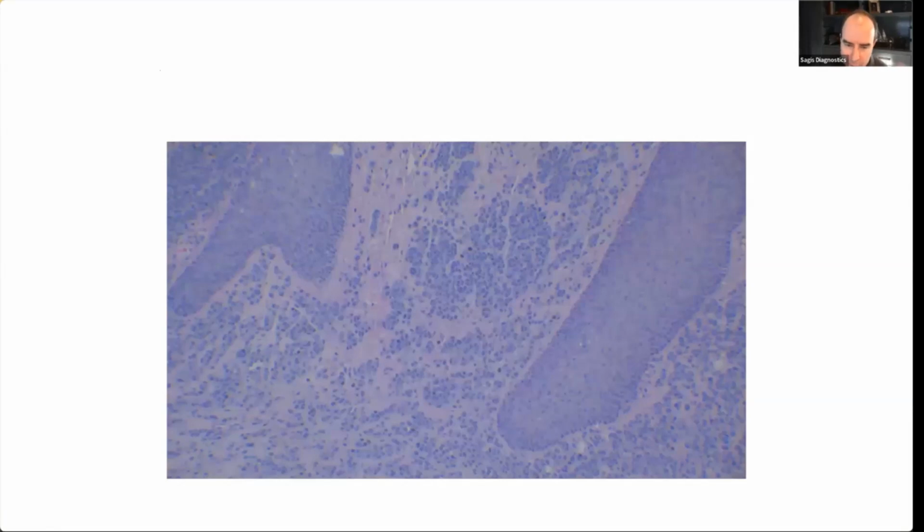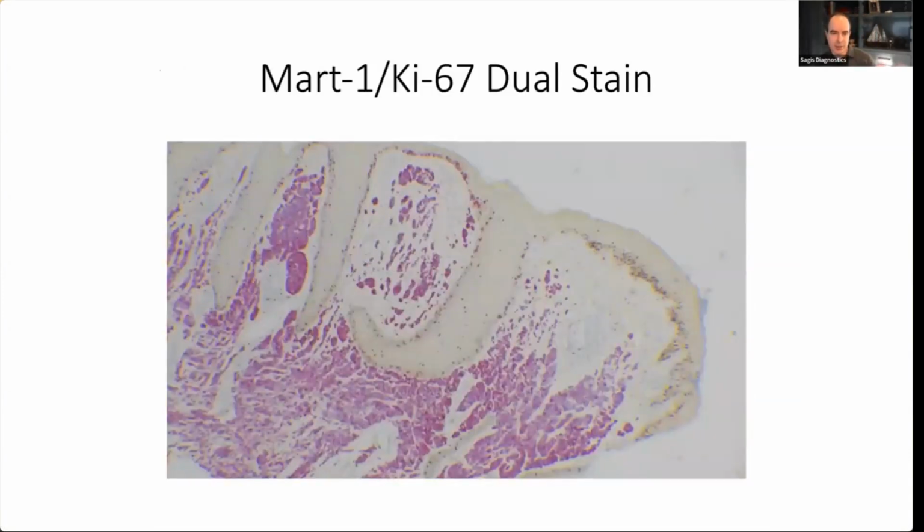Okay, yet another nondescript cell. So let's figure out what these are. Are these melanocytes or whatnot? But this actually happens to be a nevus. But I wanted to introduce you to the concept of doing a dual stain. So we can throw on two immunostains at the same time. All right, so we could throw in a MART1 for melanocytes, and we can throw in a Ki67 for proliferation.